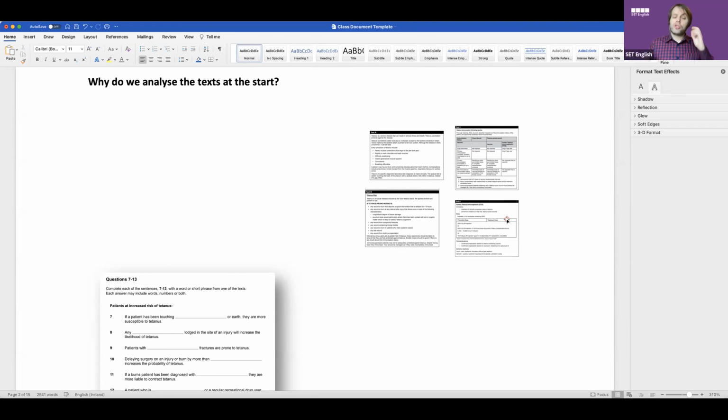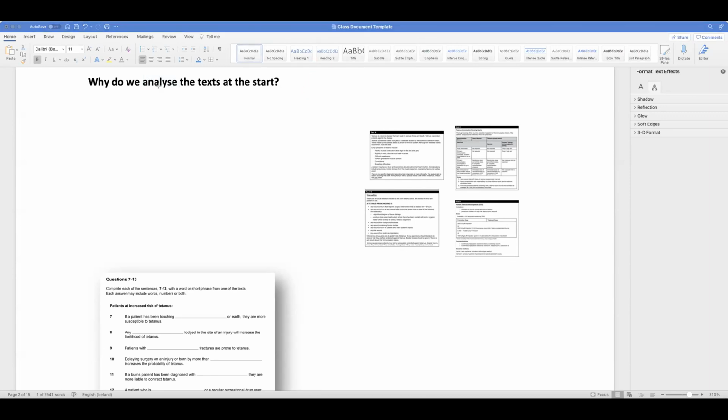How much time should I spend analyzing the texts? Let's start with that. How much time in the exam? About 2 minutes. 2 and a half minutes. And when do I do it? In the beginning, at the start, before. So now here's the key question.